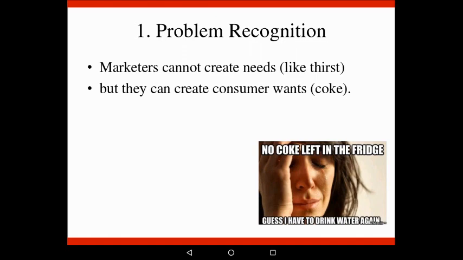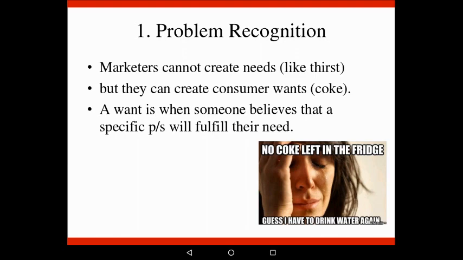And here's quite a funny little picture. No Coke left in the fridge. Guess I have to drink water again. Right, so she really loves Coke and doesn't want to have to drink water. Okay, that's a typical example of a need that has turned into a want. She really wants Coke to quench her thirst, but she only really needs water. A want is when someone believes that a specific product or service will fulfill their need. Something very specific. It's like, that thing is going to quench my thirst.